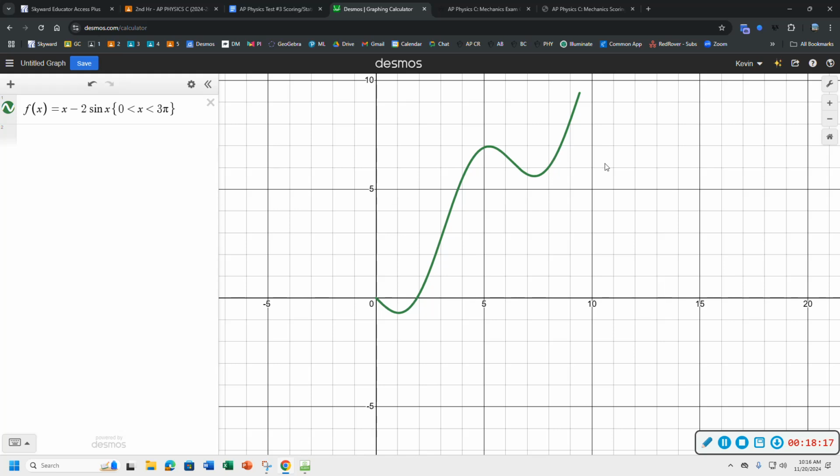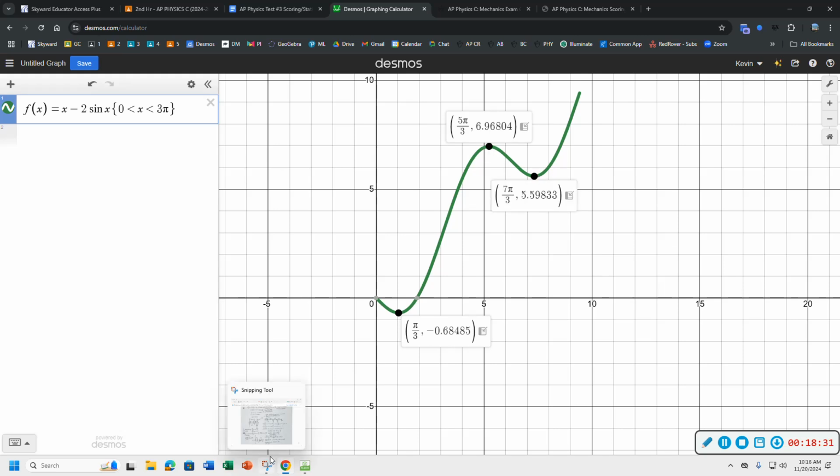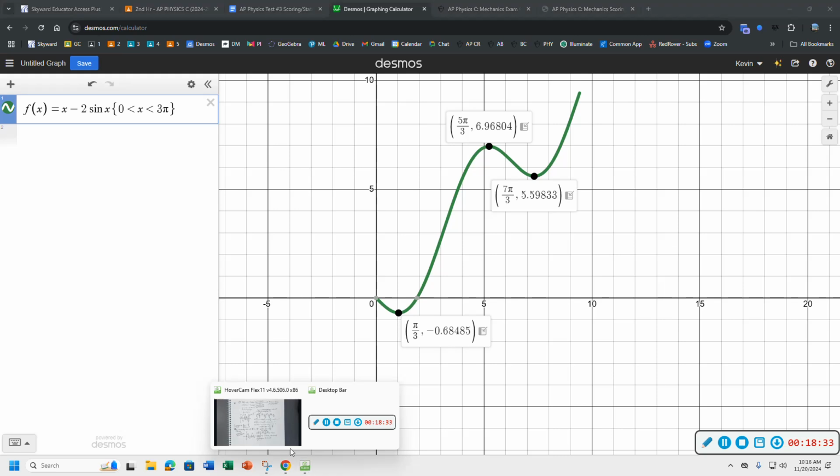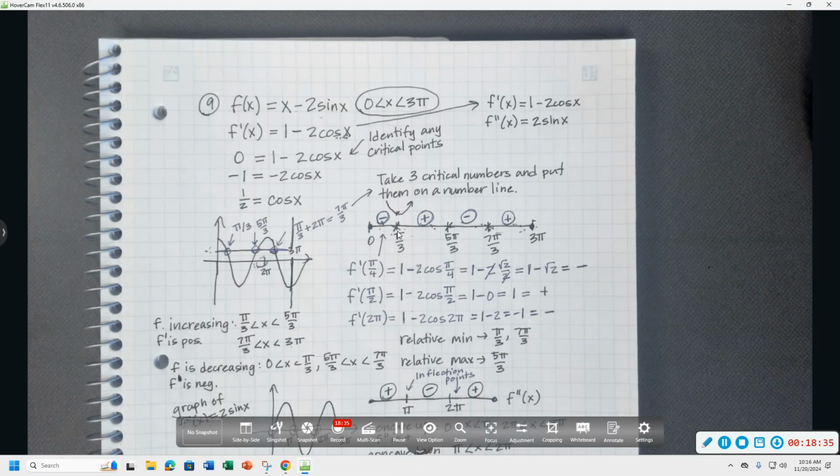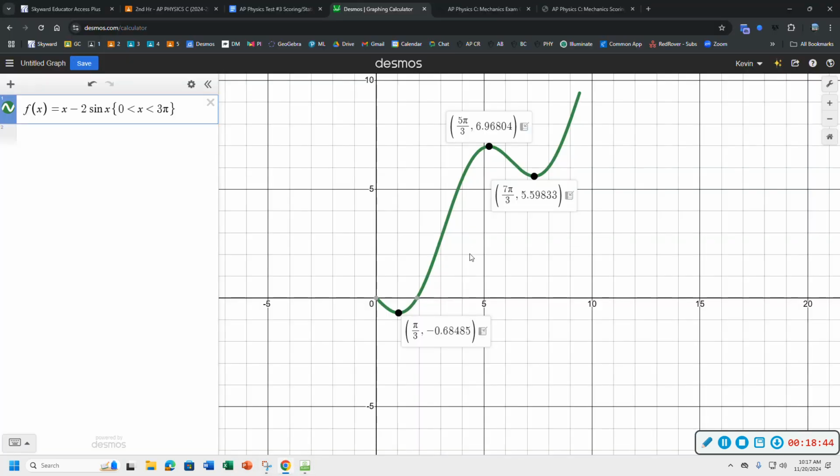So on here, we look at the minimum point. The minimum point is at pi over 3. Is that what we predicted? Yep. Okay. It's got a maximum point at 5 pi over 3, and it's got a minimum at 7 pi over 3. When I look back at my screen here, that's what I predicted. Minimum, minimum, maximum. Right? It came true. It was real.